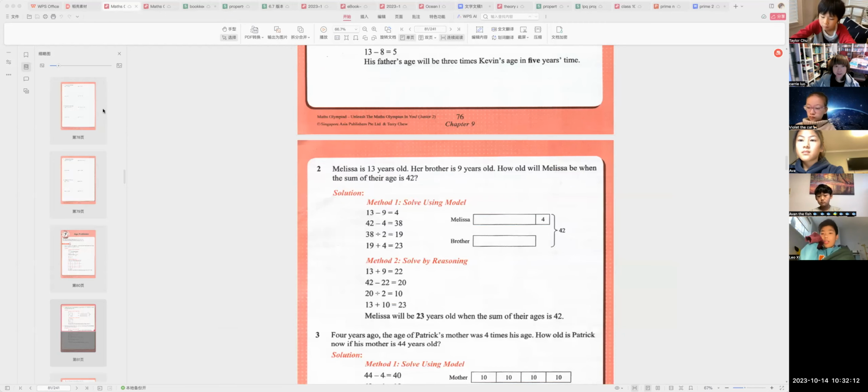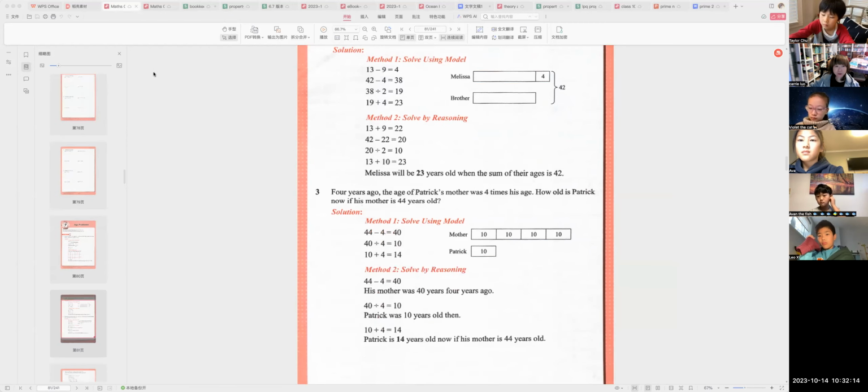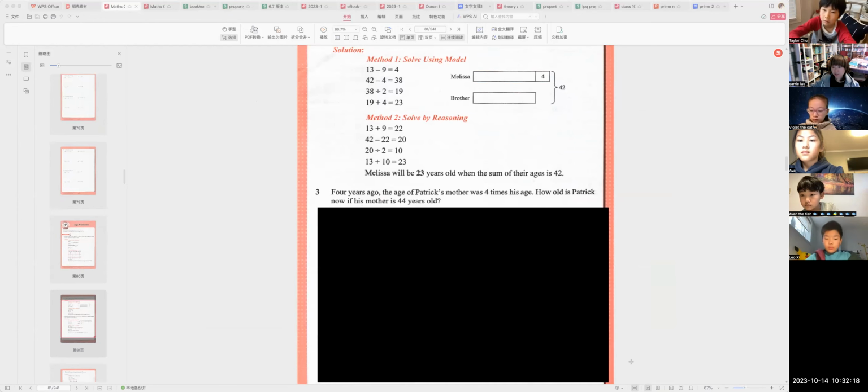Okay, so let's take a look at number 4, okay? Number 3. Number 3. So boys and girls, try to do this yourself, okay? Number 3. How old is Patrick if he's measuring? 4 years ago. That's easy.